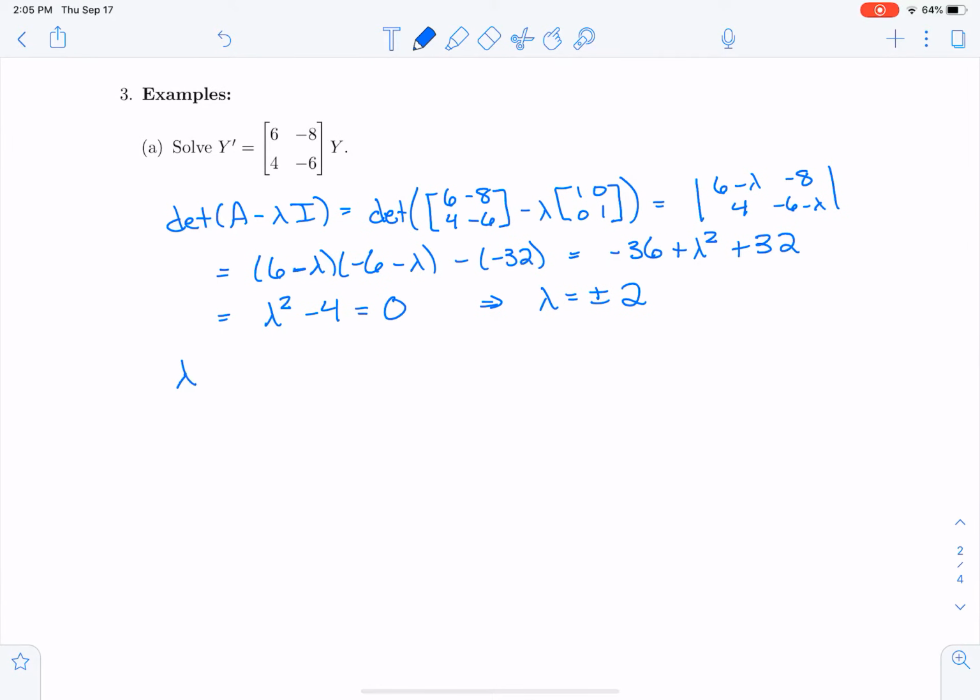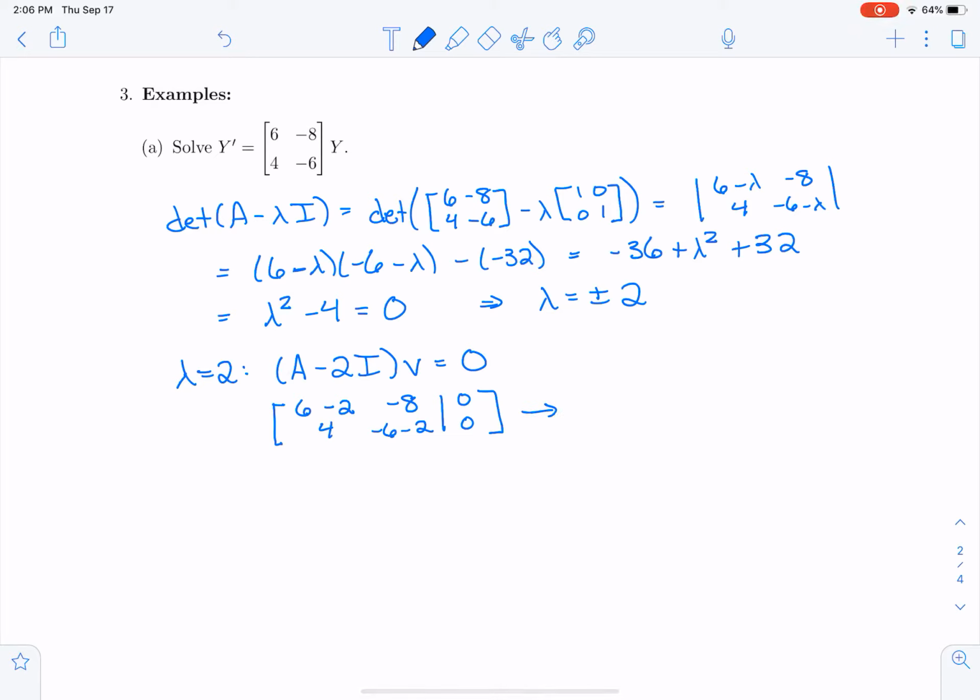Now, let's find the corresponding eigenvectors. So for lambda equals 2, we have A minus 2 times I times v has to equal the 0 vector. So here we're trying to solve A minus lambda I times v is equal to the 0 vector. So I'm going to write this in matrix form. The system that I want to solve in this case is going to be 6 minus 2, negative 8, 4, negative 6 minus 2, and then the right-hand side is going to be 0, 0.